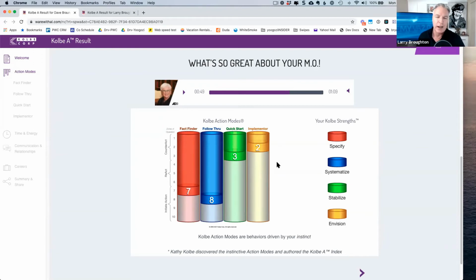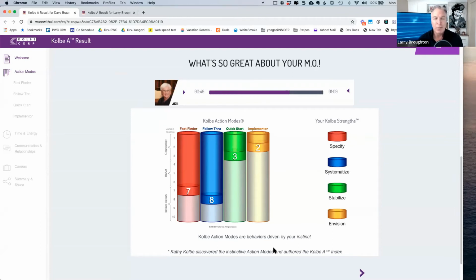We'll go into greater detail on this, Dave, in the next episode. But I would encourage people: the great thing about the Kolbe A Index, unlike a lot of the others, is it measures the conative brain, not the cognitive brain. This stuff does not change over time. It's our instinctive action modes. When the pressure is on, that's when your instincts kick in. So you can't fake this.